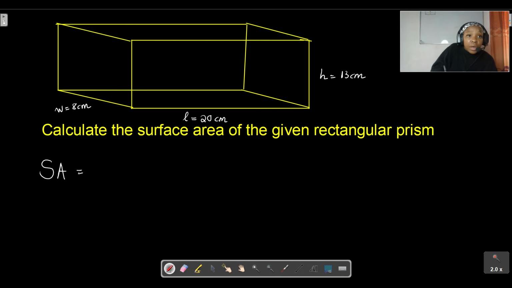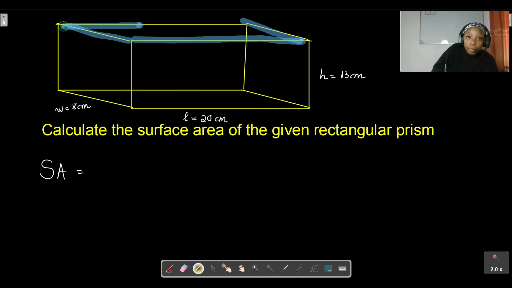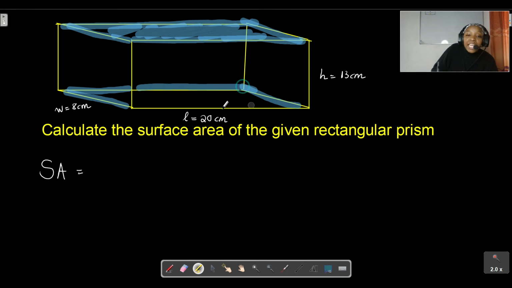Let's calculate now the total surface area of this shape. I'm going to start off with the top and the bottom, okay? You're looking at this box from the top. What are the dimensions that you would actually see? Do you guys realize if you're just looking at this box from the top, you will only see the length of this shape and the width.